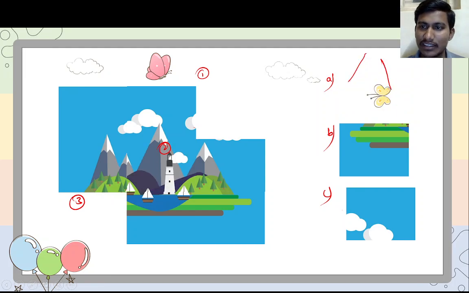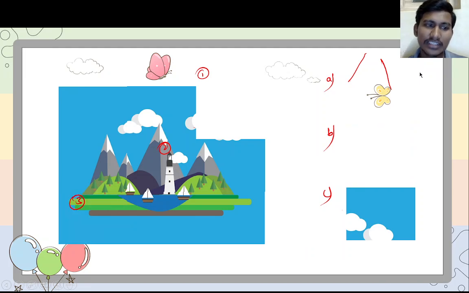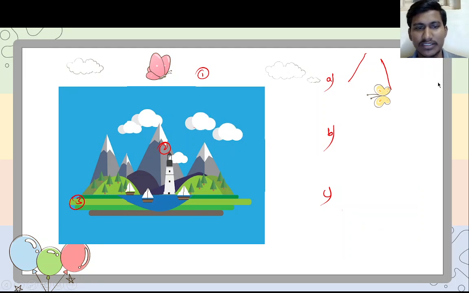Good. Now where will B go? Yes, third place. And where will C go? So C will go in the first place. Right? So that is how we have to complete it, by seeing the parts.